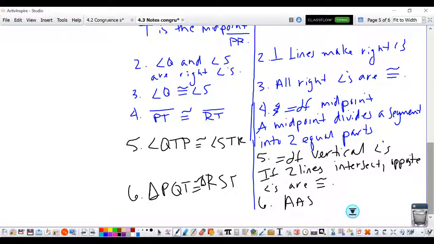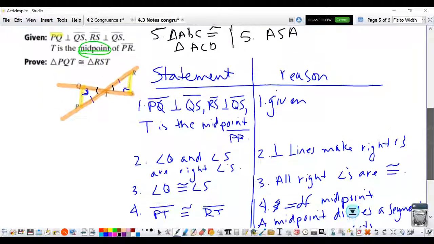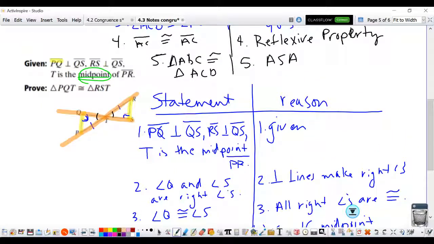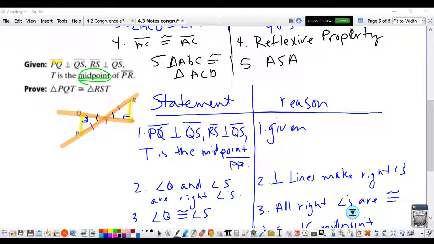Whew, we did it. We have proven four proofs. We've proven that angle, angle, side works, and angle, side, angle. We did side, angle, side twice, and we could have done side, side, side as well, but those are our proofs today.